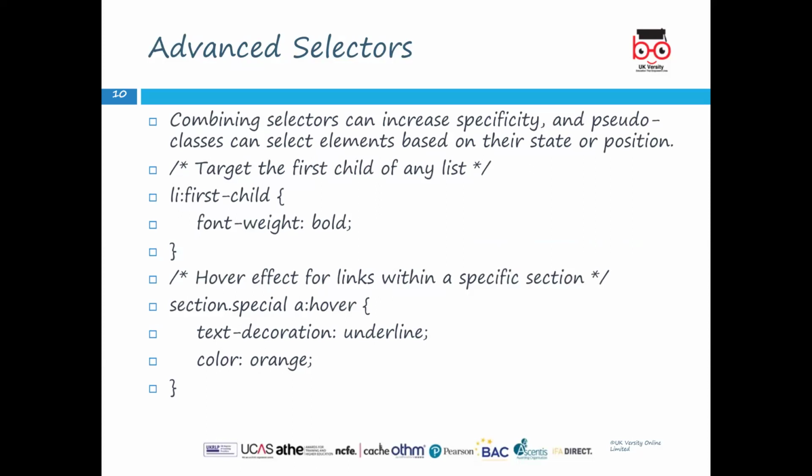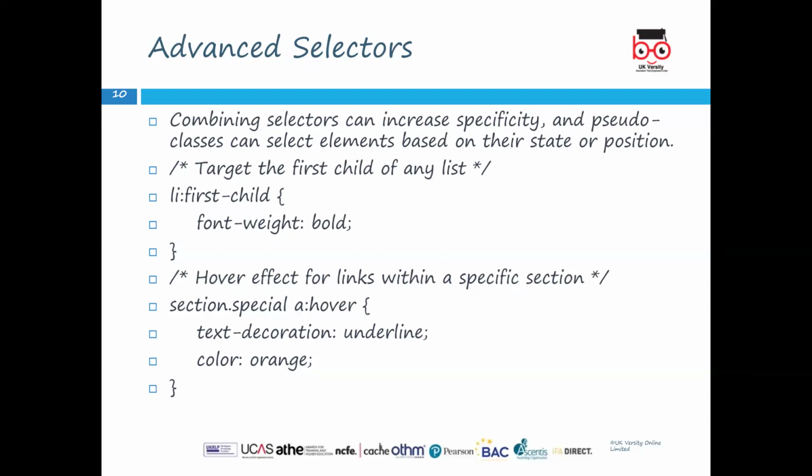As we saw in our previous tutorial, we mentioned the 4 types of selectors, where we can use pseudo classes, we can use pseudo elements and attributes as well. So what are advanced selectors? We're now going to combine selectors that can increase specificity and pseudo classes that can select elements based on the state or position. This is the code of how this will be implemented.